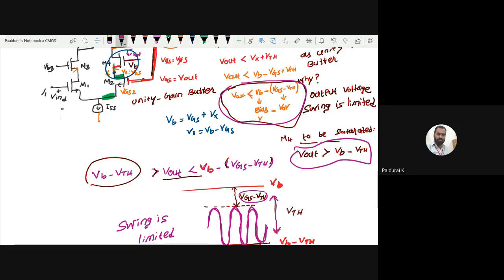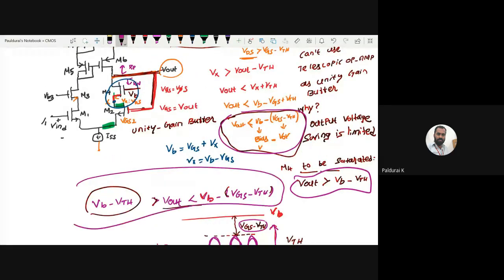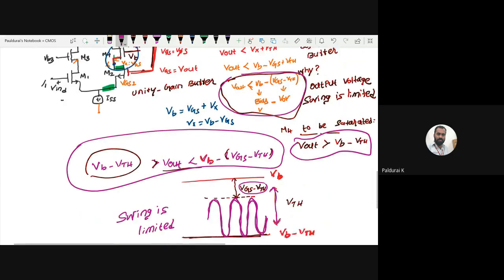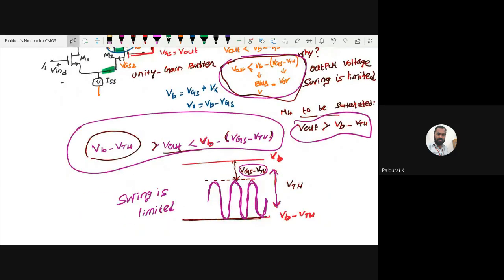Okay, I derived this, V out. So first condition: what is the condition for M2 to be saturated? From that we came to the relation, V out less than this one. Next, for M2 and M4 to be saturated, from that we found V out greater than VP minus VTH, right? Using this I drew the diagram. So from that we can conclude the output voltage swing is limited.